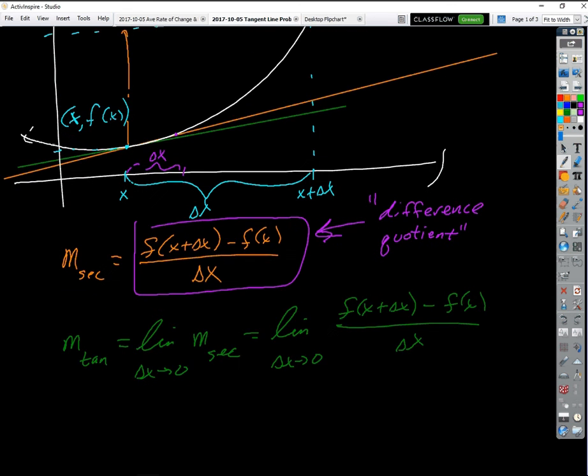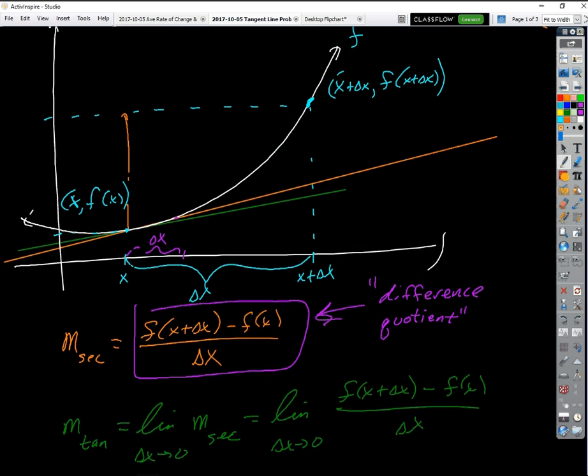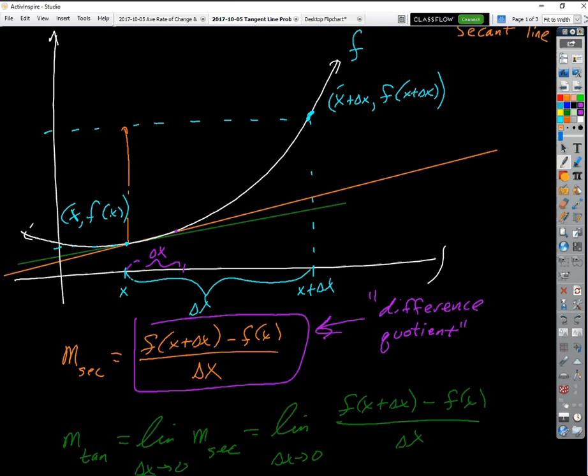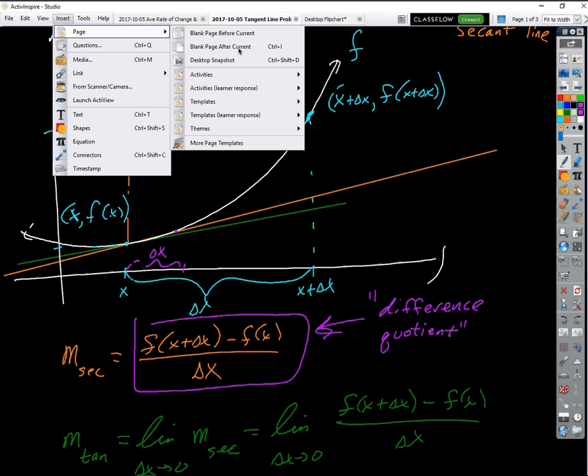An average rate of change for a function is just the change over an interval. So if we take a function where we have some macroscopic delta x, and we want to know the average rate of change, well, probably we wouldn't be using x and delta x, but if we did, let's add a page here and make a point.